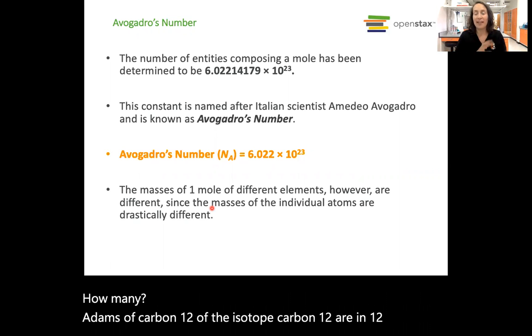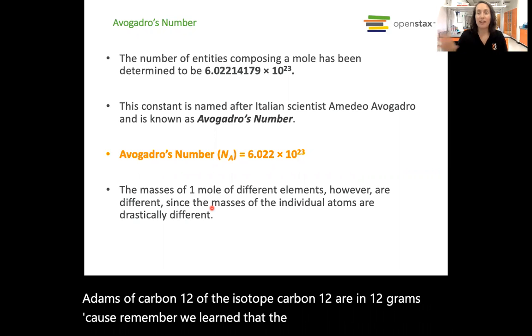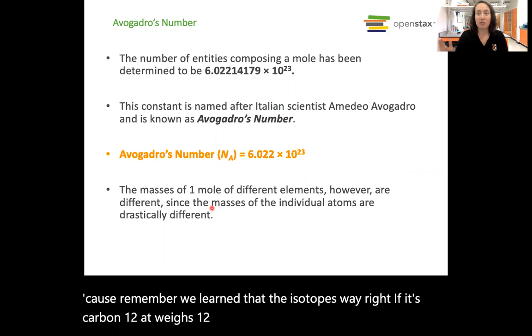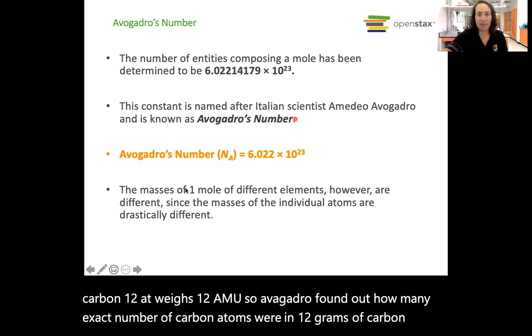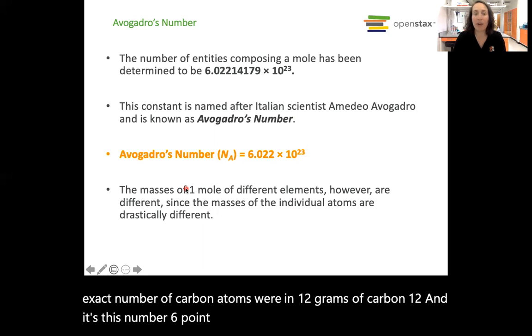Because remember, we learned that the isotopes weigh, right? If it's carbon-12, it weighs 12 AMU. So Avogadro found out the exact number of carbon atoms in 12 grams of carbon-12, and it's this number, 6.022 times 10 to the 23rd.